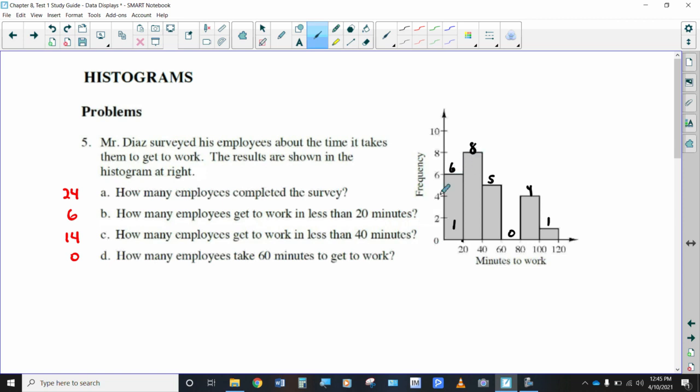That would be a combined of these two bins, which would be 14. And how many people take 60 minutes? Well, remember, this number right there, the 60, has to go into this bin. Everything in here is between 40 and 59. So the person who took 60 minutes would go in the next bin, and since there's nothing in there, we have to say that is a 0.